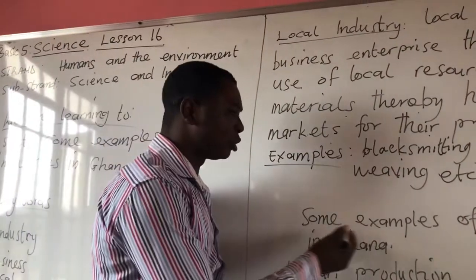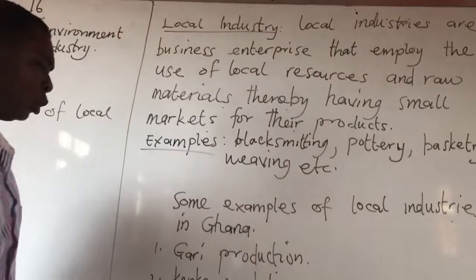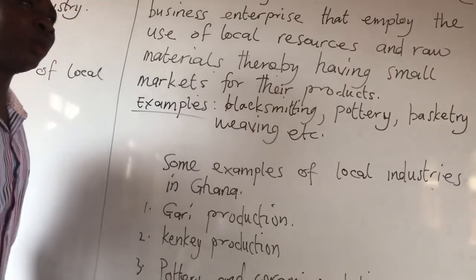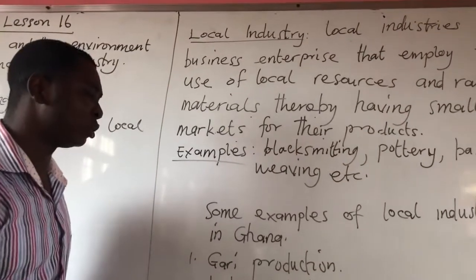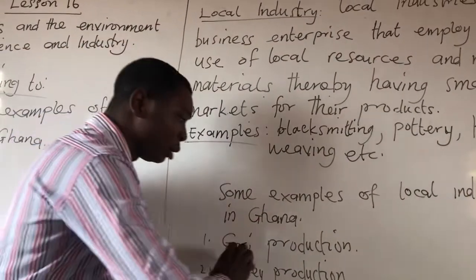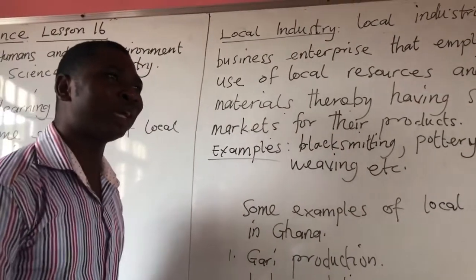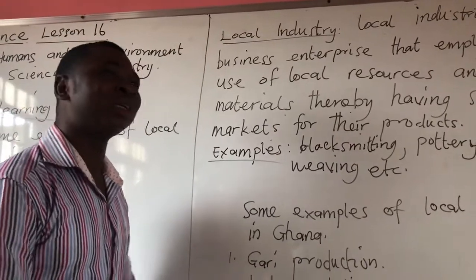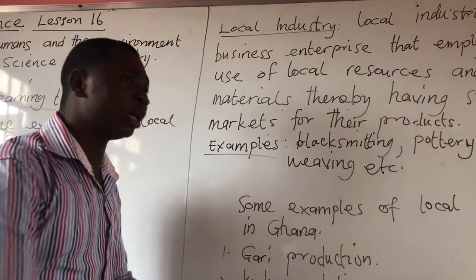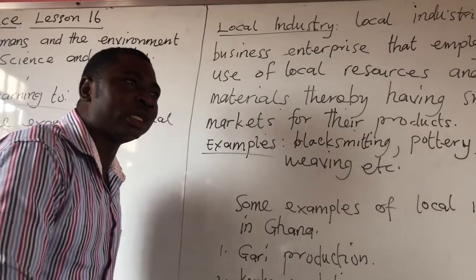So let's talk about some examples of local industries in Ghana. We have Gari production. Gari is made in our country. When we go to some places, a group of people around there are producing Gari for our own consumption. When you go to the market and buy Gari, it is produced by some group of people, and that is also a local industry.